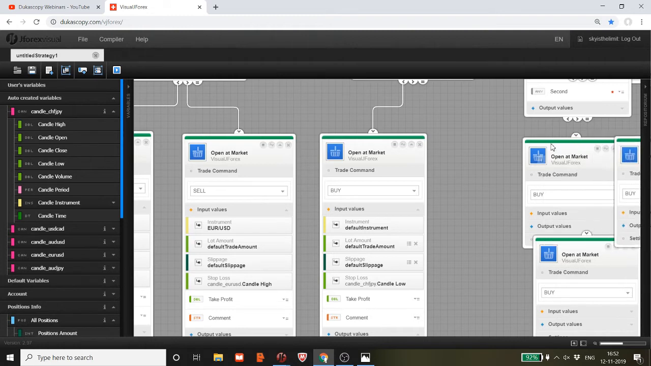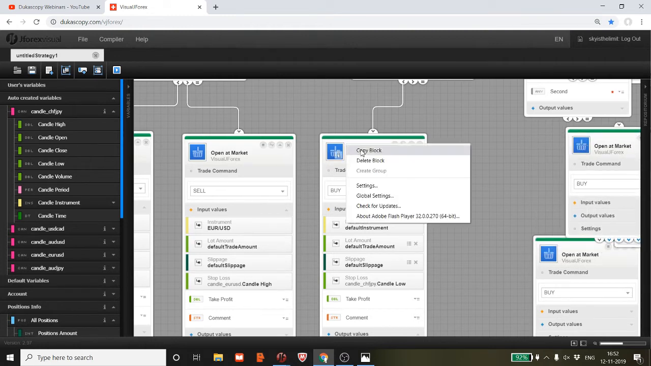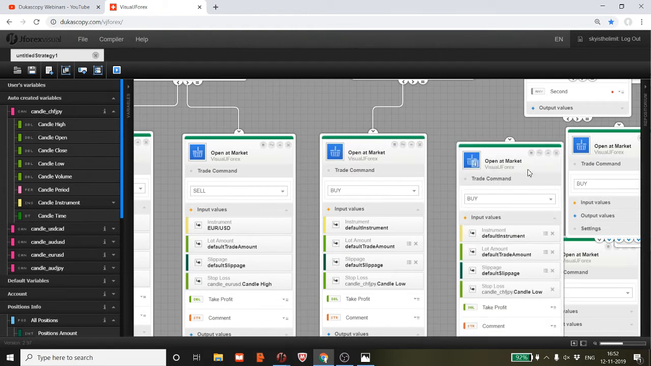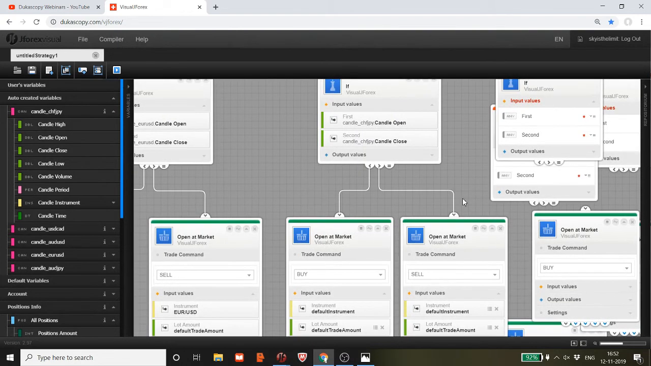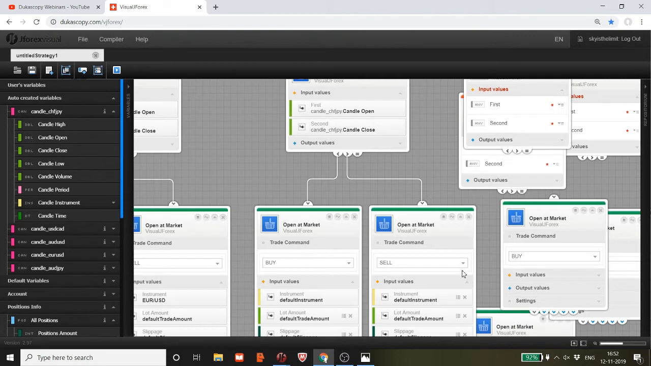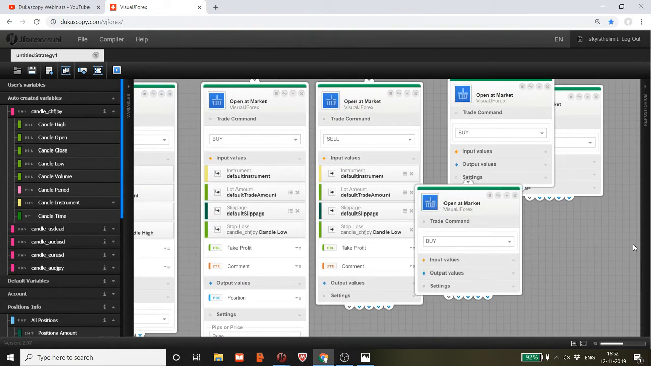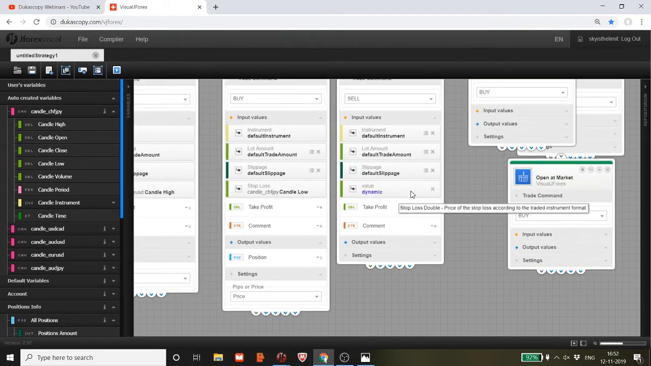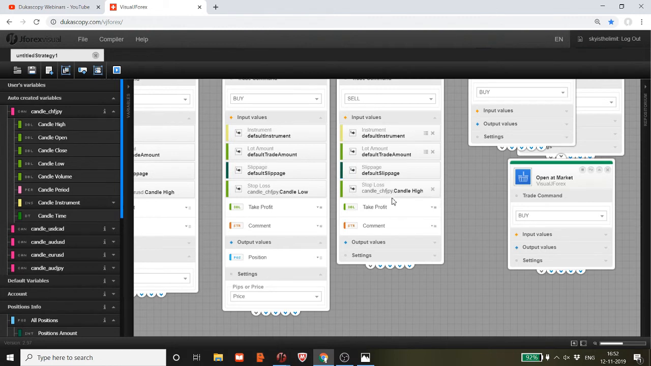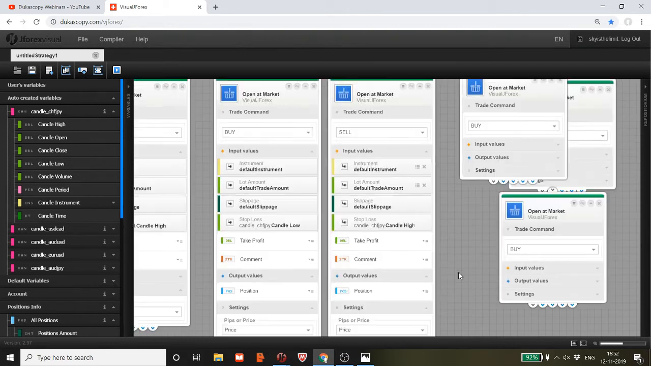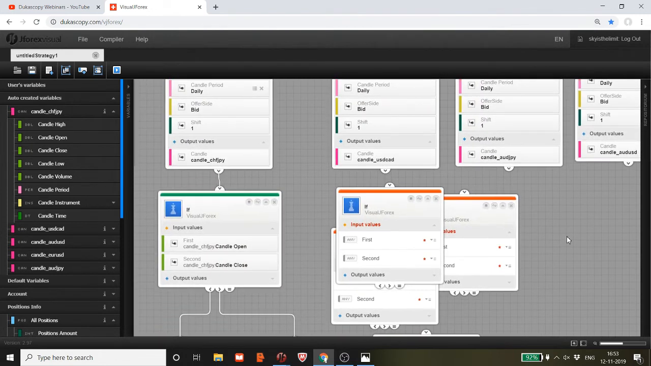Now copy the same block. So copy it and paste it. Change the command to sell. Candle open is greater than the candle close, that means candle has closed in red. Okay, so strategy will execute a sell trade, and here stop loss will be yesterday's high, so candle high. Candle CHFJPY candle high. In the setting, price.